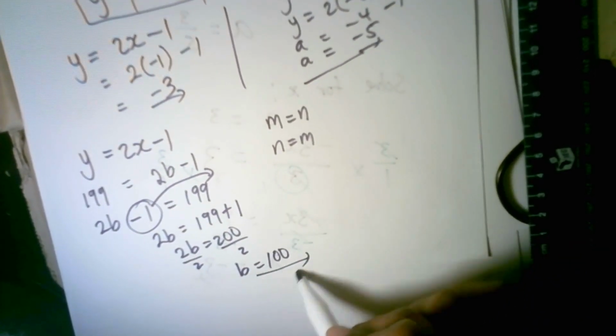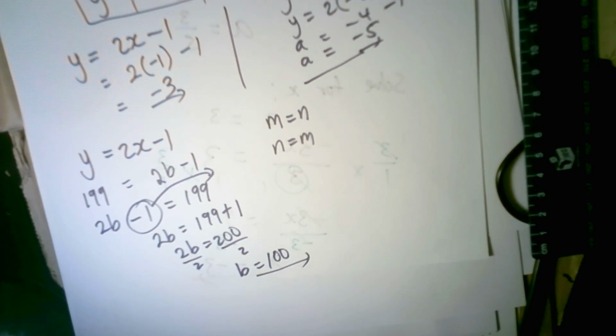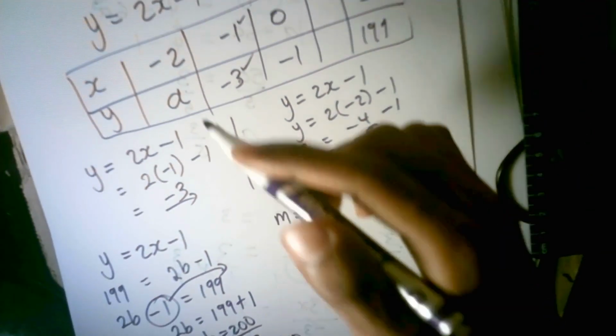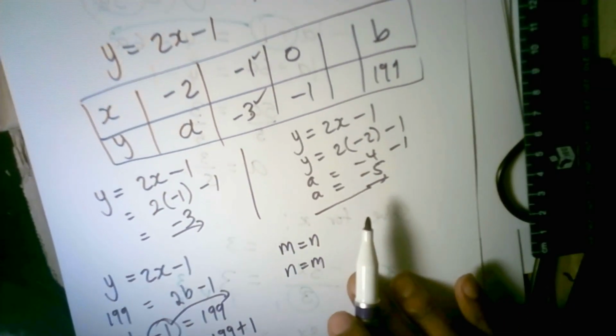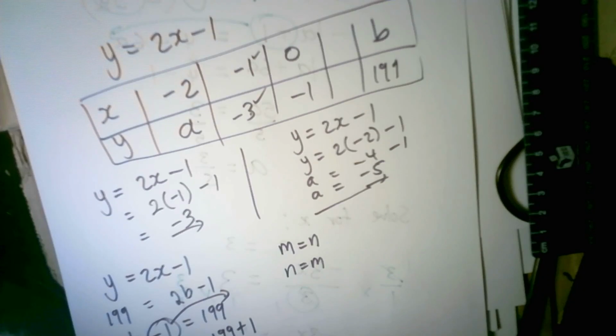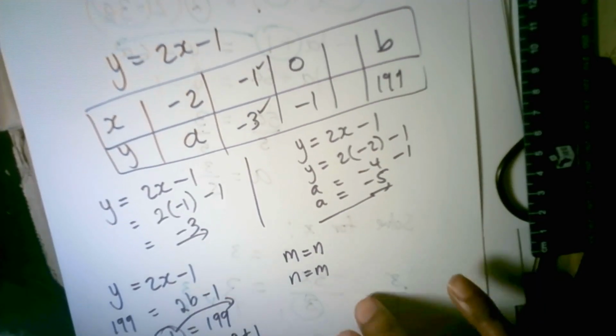Right? And that is my final answer. And when I see this, I can see that 2 times 100 is 200, and 200 minus 1 is 199. Right? And the last part of your test will be tested on word problems. And remember, word problems, it's quite simple. You just need to know some terminology.